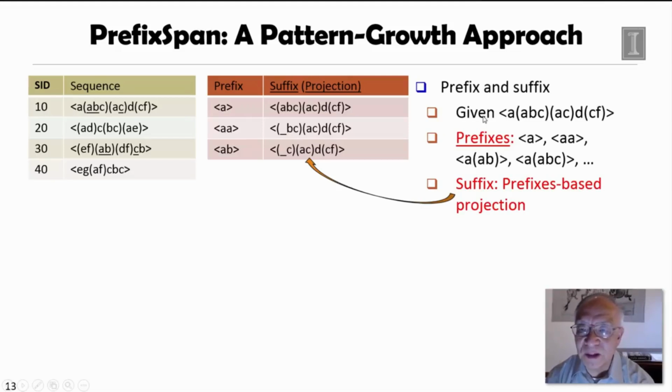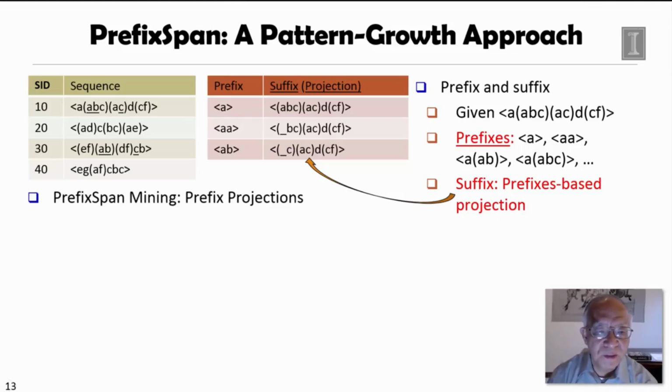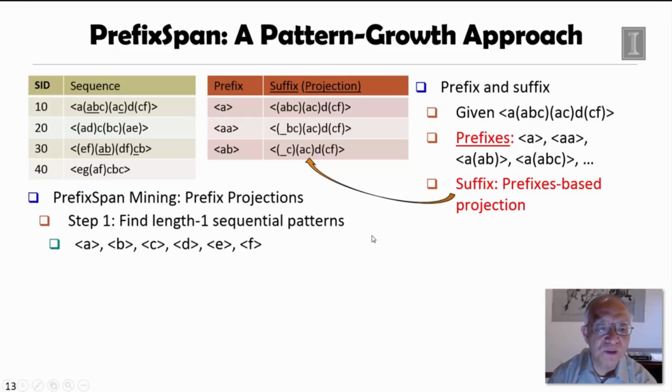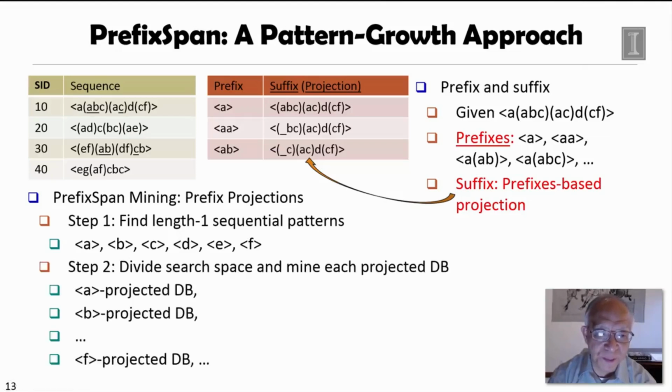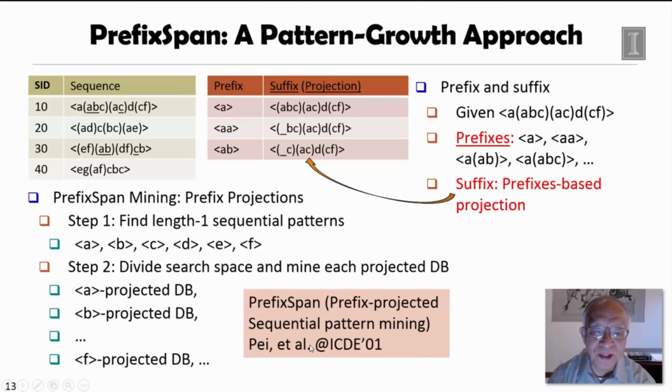So that means given a sequence, you will find a set of prefixes and a set of suffixes, or you can say prefix-based projection. Then for this projection, what we will find is first find length 1 sequential patterns. If they are frequent, we call them length 1 sequential patterns. Then we can do divide and conquer. That means we divide the search space to mine each projected database. We have A projected database, B projected database, C projected database, up to F projected database. This mining methodology is called PrefixSpan, or prefix-projected sequential pattern mining.